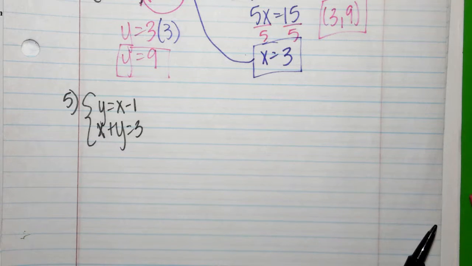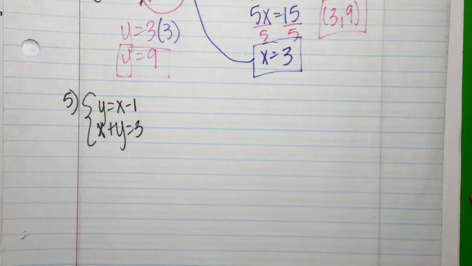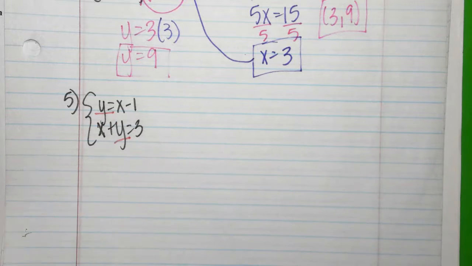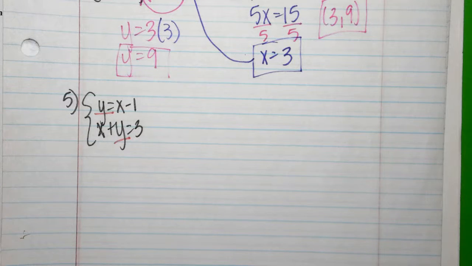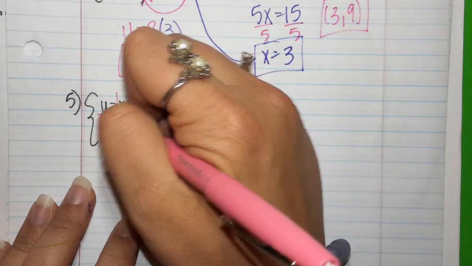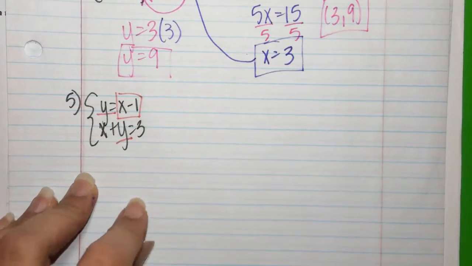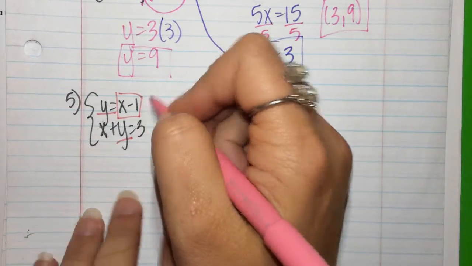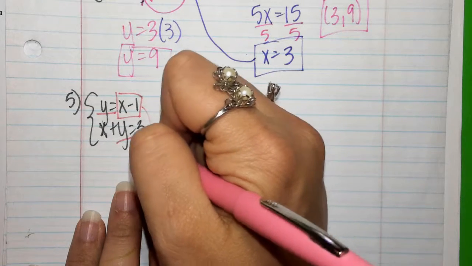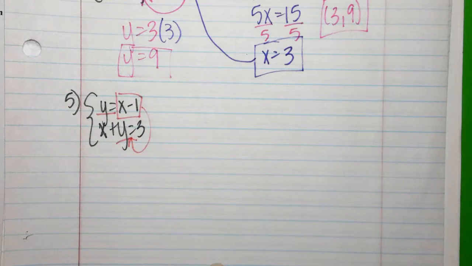Alright, now, what is by itself? What variable? Y. So what are we going to plug in for? Y. Alright, so y is by itself. What does y equal? What is substituting for y on the field? X minus 1. Alright, so then let's draw an arrow from x minus 1 to y.